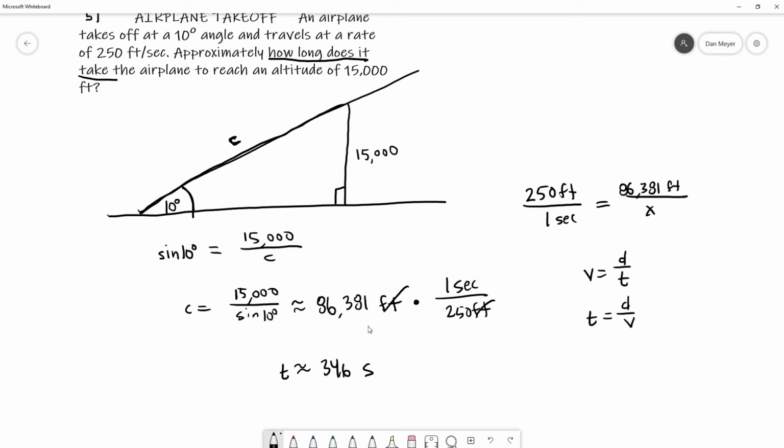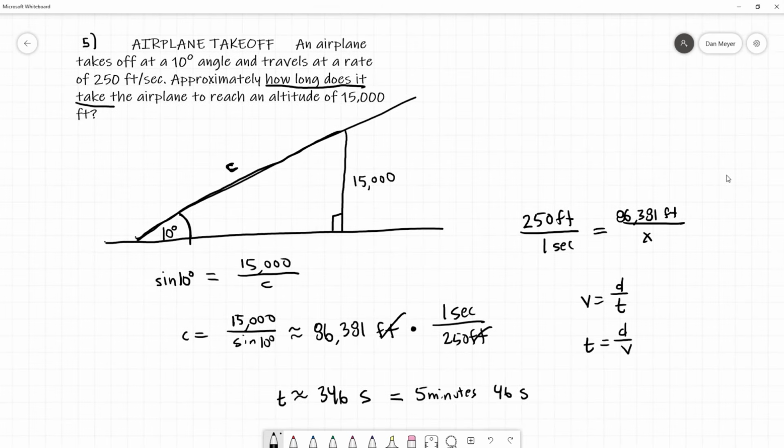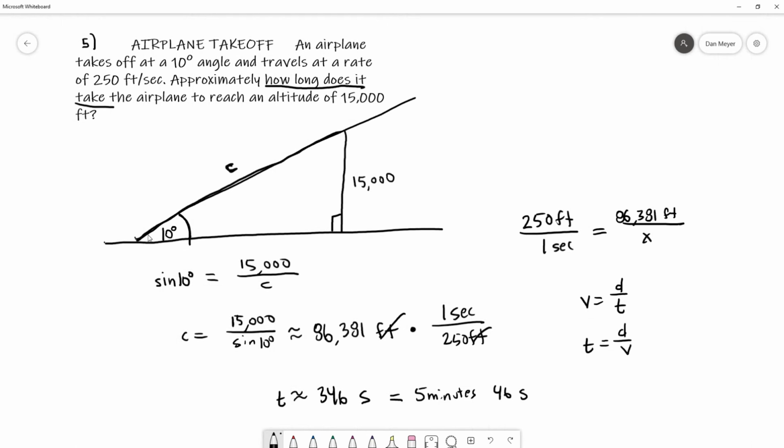346 seconds, which I don't like, so we'll talk about minutes. That's the same as 5 minutes and 46 seconds, so a little bit less than 6 minutes. Here we have an angle of elevation of 10 degrees. That would be how it shows up in this problem.